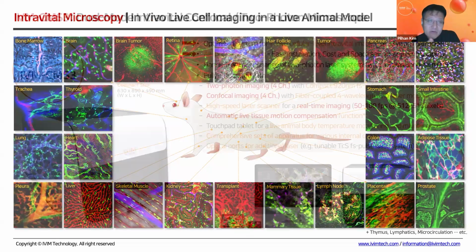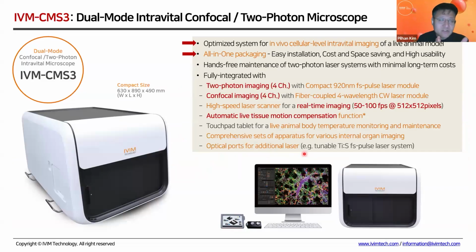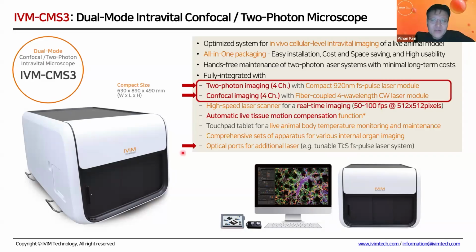Let me briefly talk about our microscope system. It looks like this. Every optic is integrated into a single box, in an all-in-one package, and it has quite a small size: 63 centimeters, 89 centimeters in width and length, and 49 centimeters in height. It's quite compact, so you can easily put this microscope anywhere in the lab or inside an animal facility. Alternatively, we can also use a conventional optical port via a box for two-photon imaging.